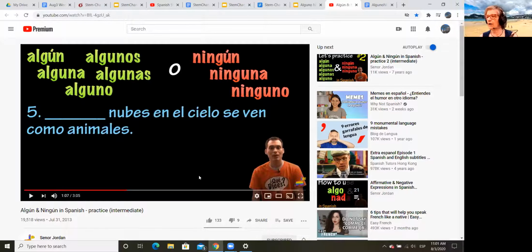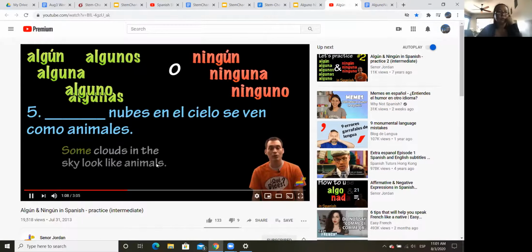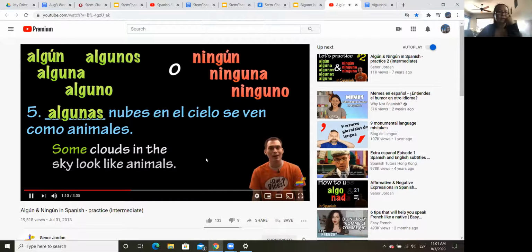Nubes are clouds. You should know that it's la nube, the cloud. Nubes es femenina. And the se ven means they look like. Nubes en el cielo se ven como animales. Clouds in the sky look like animals. So ninguna? Algunas nubes en el cielo se ven como animales.